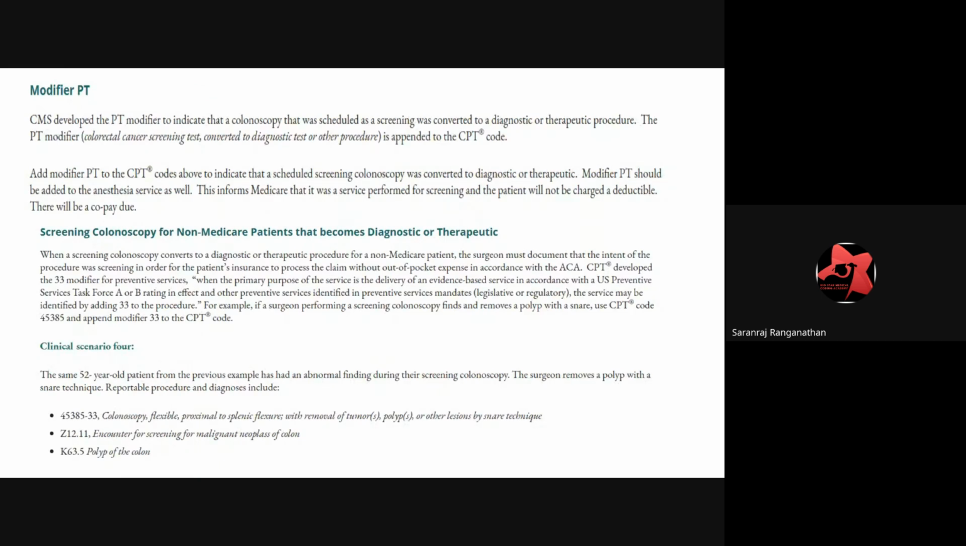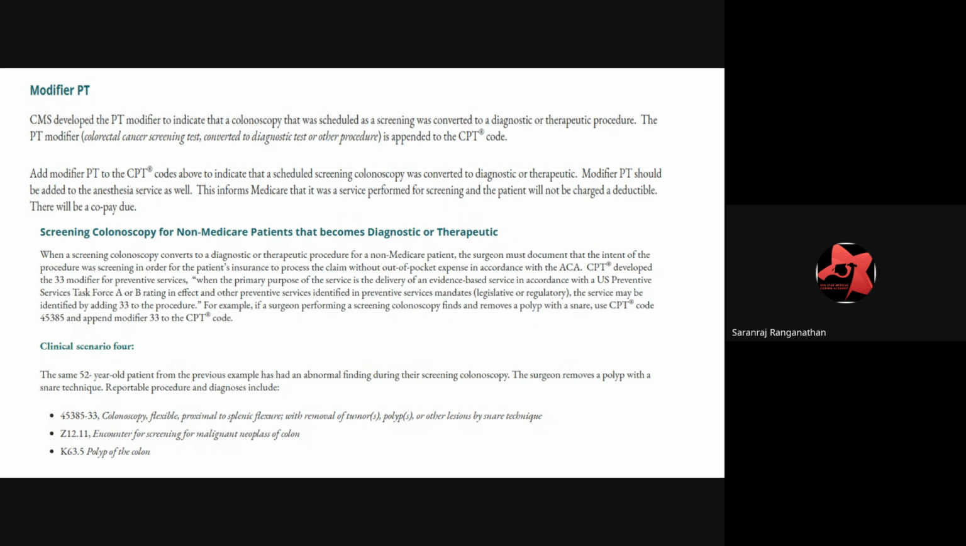Then the modifier PT. CMS developed the PT modifier to indicate the colonoscopy scheduled as a screening was converted to a diagnostic or therapeutic procedure. The PT modifier, which means colorectal screening test converted to diagnostic test or other procedure, is appended to the CPT code. So if the patient started with a screening but they have seen an abnormality and it is converted into diagnostic, at that time we have to use the PT modifier.